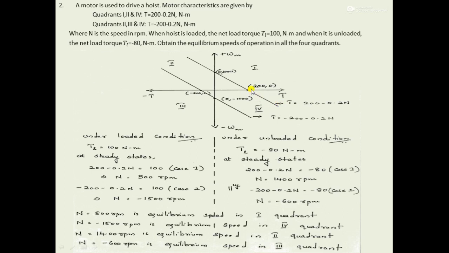Then you will be able to find the torque value as 200, because at this particular point the value of speed is 0. So while equating speed equal to 0 in this characteristics, you will be able to find the value of torque at this intersection point.